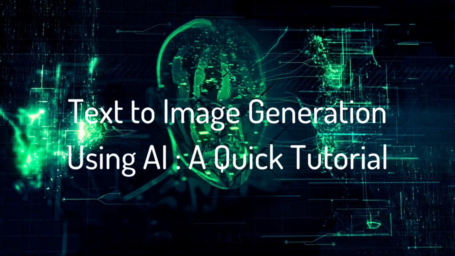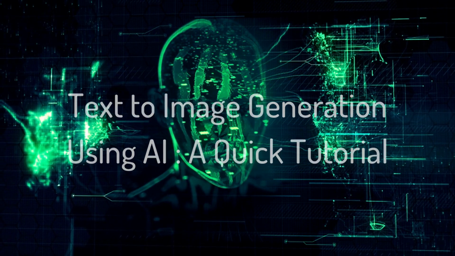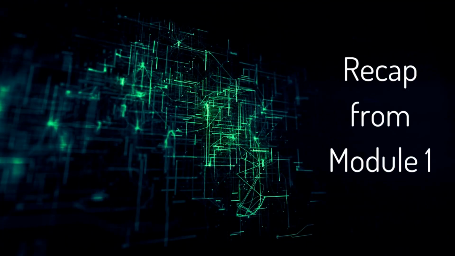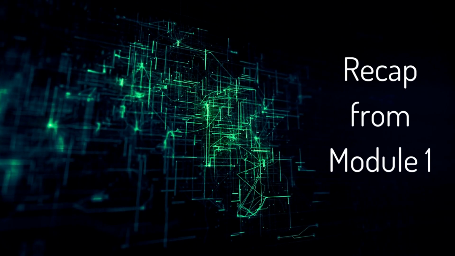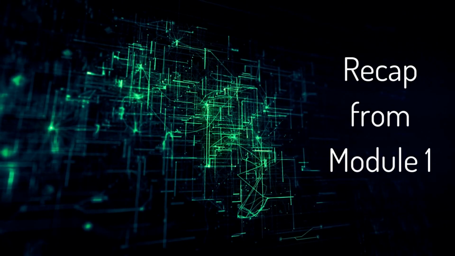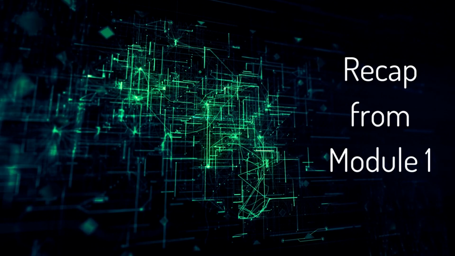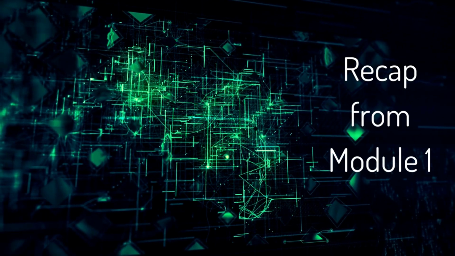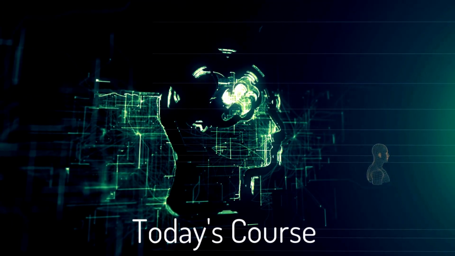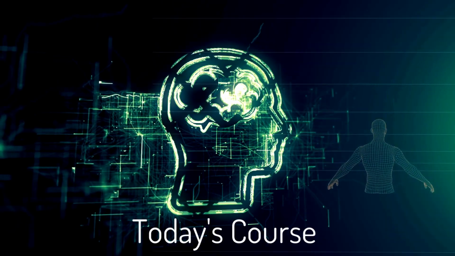Our topic today is text-to-image generation using artificial intelligence. In our previous module, we discussed natural language processing AI models and explained the basics of prompt engineering, and how to write effective questions or requests. Today's course explains how to use prompts to create images using AI.